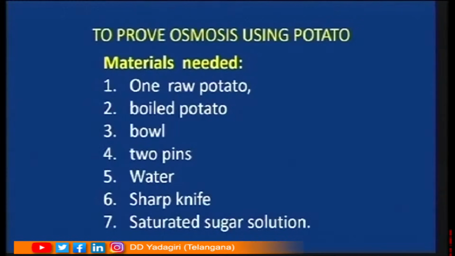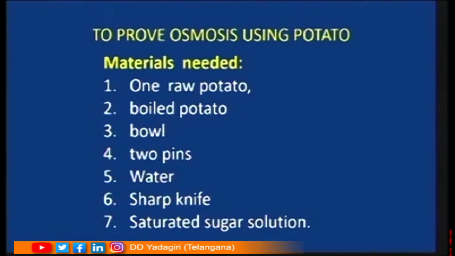Next, to prove osmosis using potato. For that, materials needed are 1 raw potato, 1 boiled potato, 1 bowl, 2 pens, water, sharp knife and saturated sugar solution. Let's see the activity by using the video.